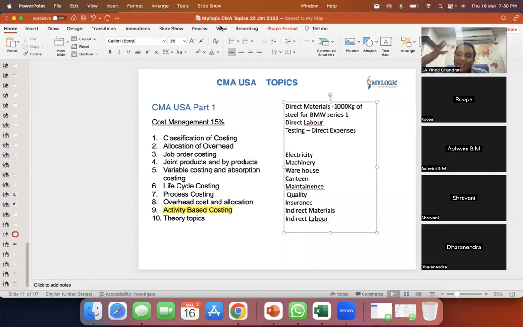Think of 10,000 people working, 10 acres of land. What all expenditure will be incurred? Am I correct? Correct, na, Shravani? Yeah, sir. So practically, it is difficult to identify expenditure at a given point of time.